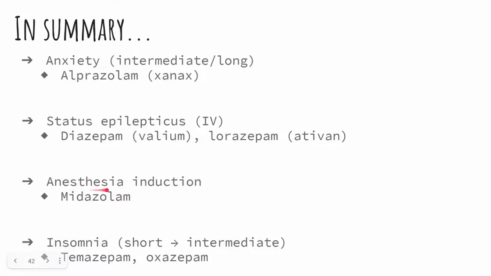Then, of course, anesthesia induction, we prefer to use a short-acting benzodiazepine, such as midazolam. And for insomnia, this is something the doctor said, we like to start with some short-acting benzodiazepines, and then we can move to intermediate-acting benzodiazepines. Okay? So, for example, here we have temazepam and oxazepam. We might, for example, start the patient on oxazepam, and then we move to something like temazepam. But of course we have to make sure the patient doesn't take the oxazepam for a long period of time because of the addiction potential.